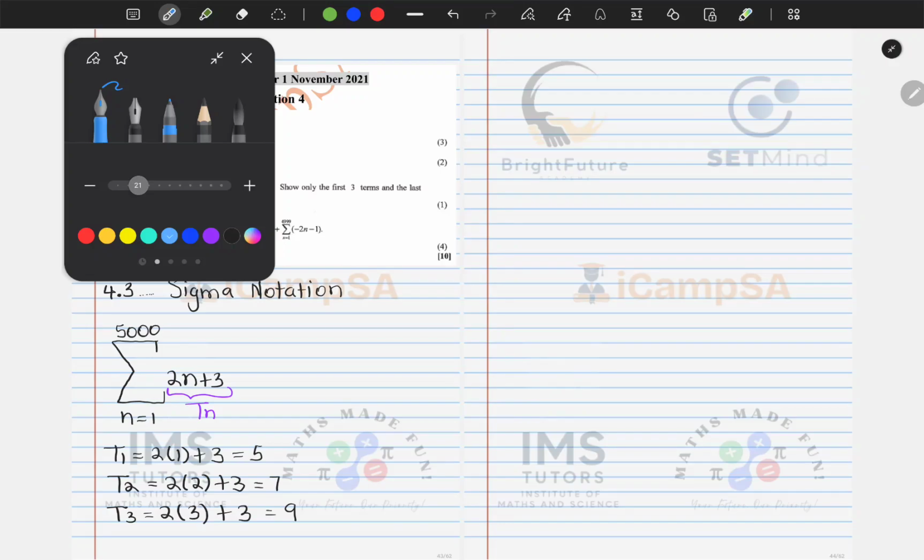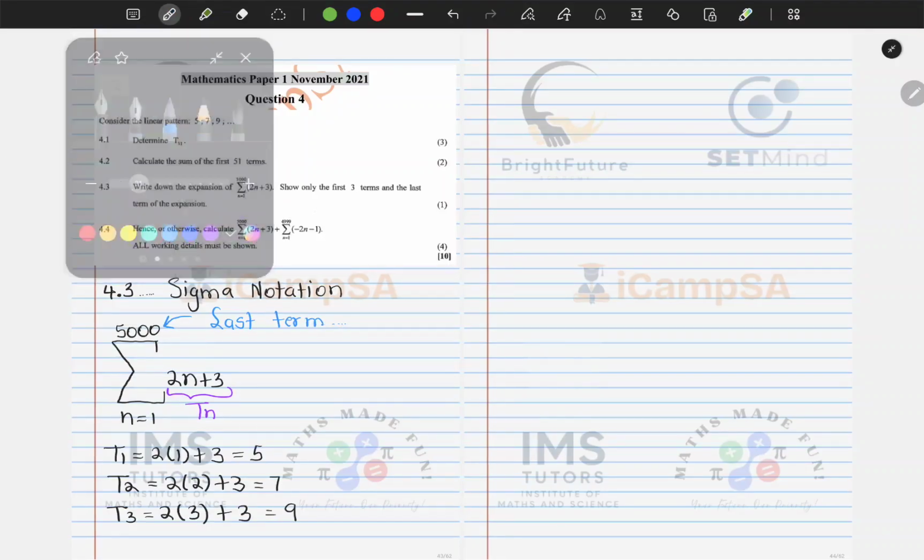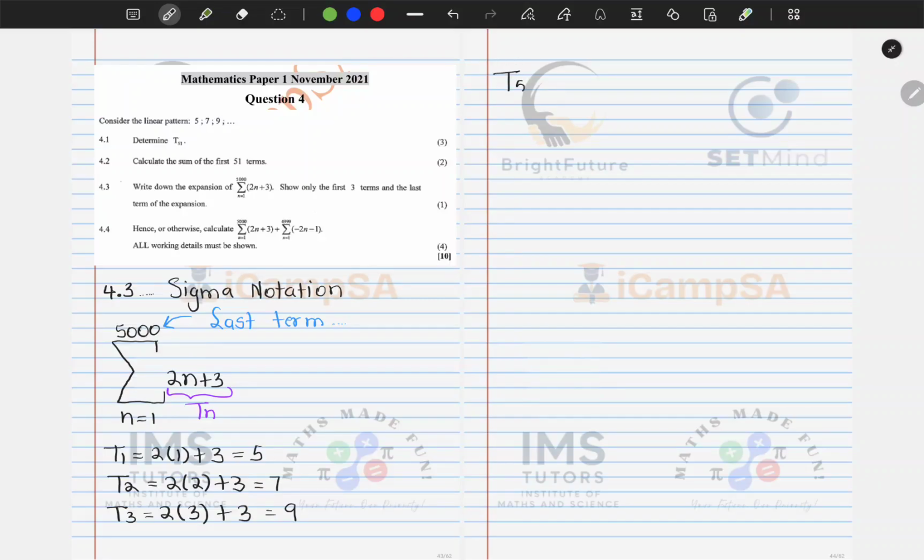Then remember, this n here tells us where we should stop. So the last term is at n is 5,000. What does this mean? It means I need to find T 5,000, because we are required to show the first 3 terms and the last term of the expansion. So T 5,000 will just be 2 into 5,000, then plus 3. We all know that 2 times 5,000 is 10,000. So we'll just have 10,000 and 3.